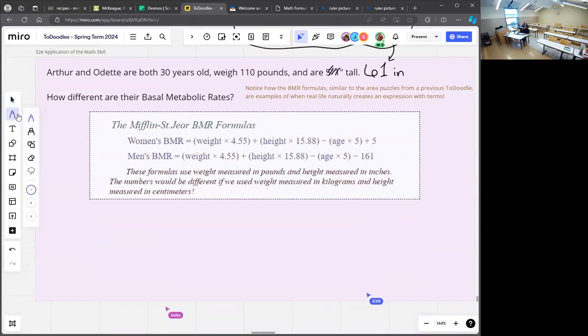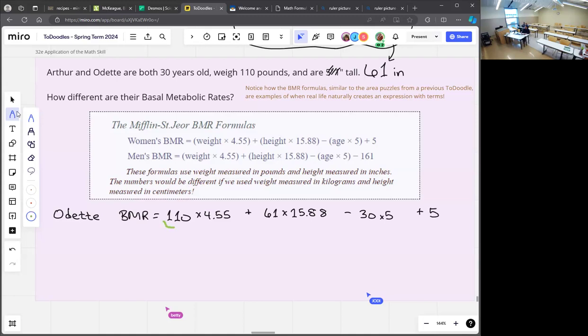Okay, so let's do Odette first. The woman's formula is on top. So her BMR, her basal metabolic rate, is her weight, 110 times 4.55, plus her height, 61 times 15.88, minus her age, so 30 times 5, and then at the end she gets a free +5.